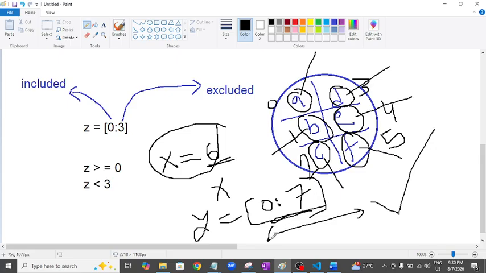Now you understood the concept. Why x of index 6 is giving error, but x with range 0 to 7 is not going to give error.